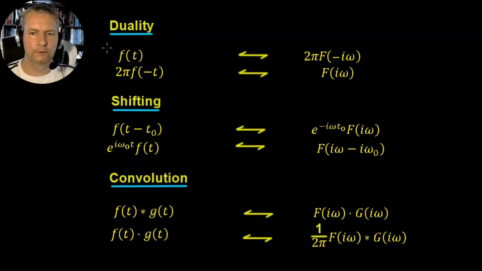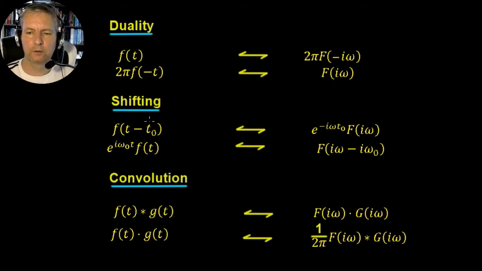We also looked at the duality property. So if we take the Fourier transform of a function and then take the Fourier transform again, it's equivalent to multiplying by 2 pi, and the time gets inversed or negated.